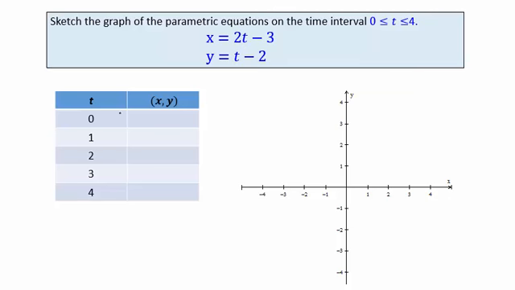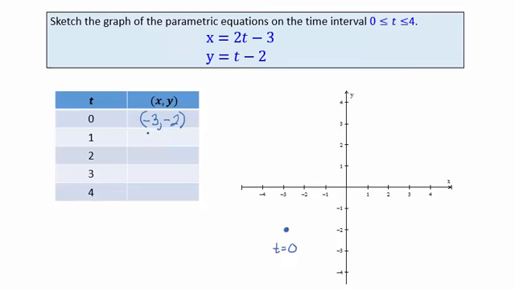To do so, we could plot a bunch of ordered pairs for convenient choices of t. Let's run through and pick some of our values here. If t is 0, then we plug into our x equation and we get x would be negative 3. And if t is 0, our y equation would give us negative 2. And so our curve would start at the ordered pair negative 3, negative 2 right here. And this would be at t equals 0.